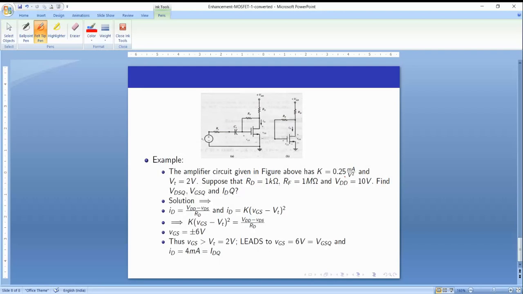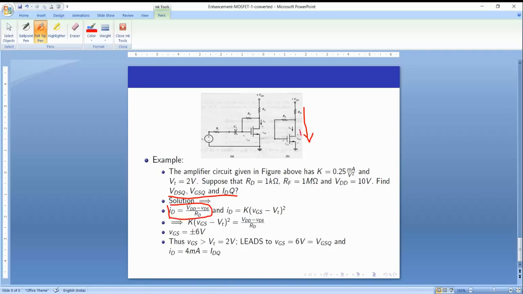It has K equal to 0.25 milliamps per volt square, and the threshold voltage is 2. Suppose RD is 1 kilo ohm, feedback resistance is 1 mega ohm and VDD is 10 volts. Find out the operating point. So first we can apply the KVL assuming IG is equal to 0. Applying KVL, VDD is equal to IDRD plus VDS. So from that, ID is equal to (VDD minus VDS) by RD.